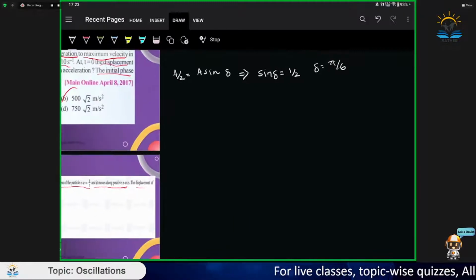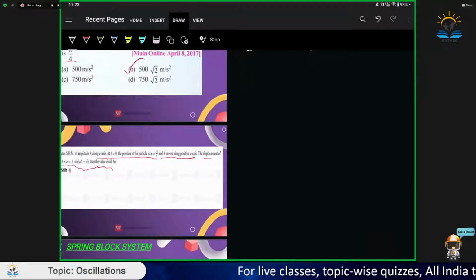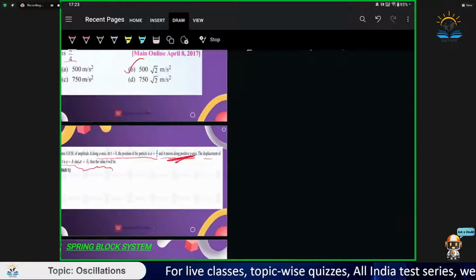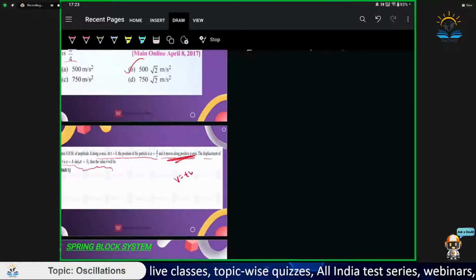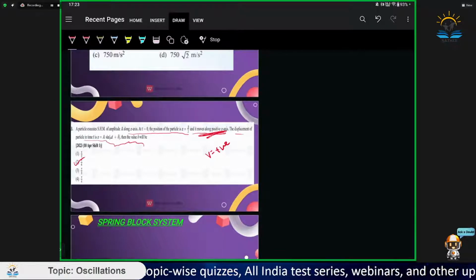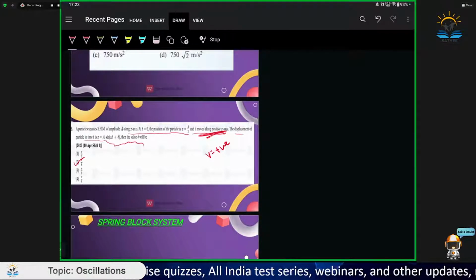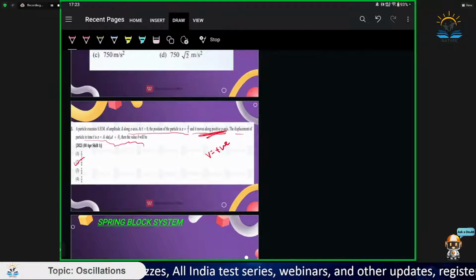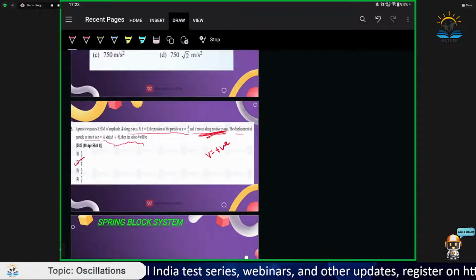But there is no complication here because it is given that it is moving along the positive x-axis. So velocity will also be positive. So we can just put the answer. Option 2 will be the correct answer.